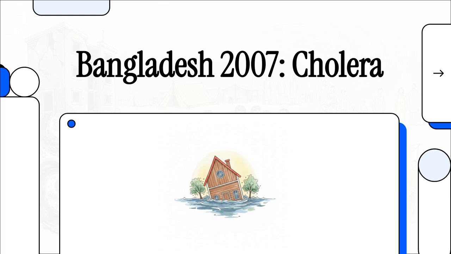Nailing this connection is absolutely crucial if you're looking to secure those top-tier A-star marks for your OCR disease dilemma specification. So let's get into it.